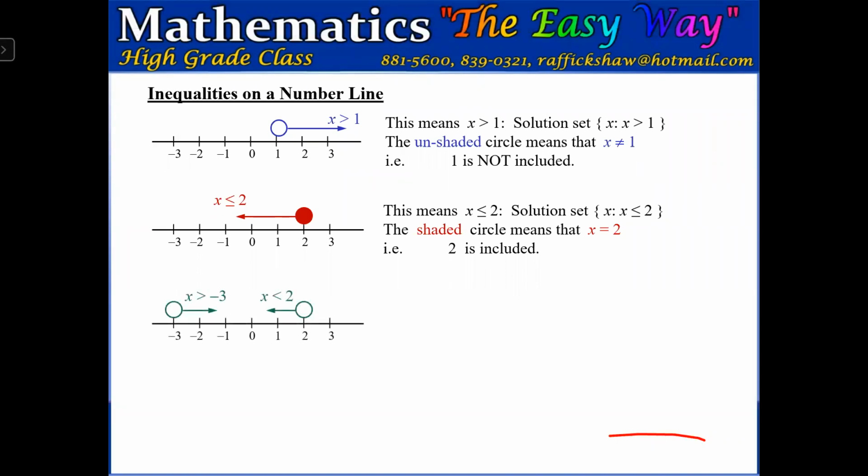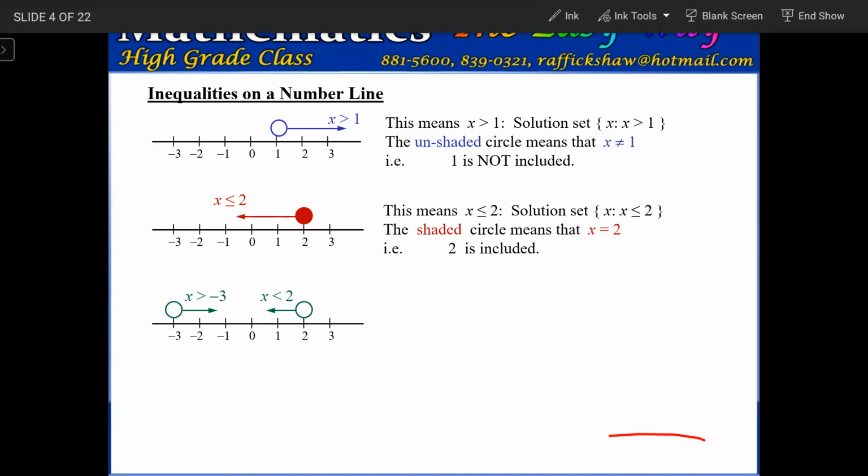Next example. Let's look at that example now. So this one now, we have two unshaded circles, one on the negative three and one on the two, all right? So there's two things happening here now. We want values that are greater than negative three, and at the same time, values that are less than two, not including negative three, not including the two.